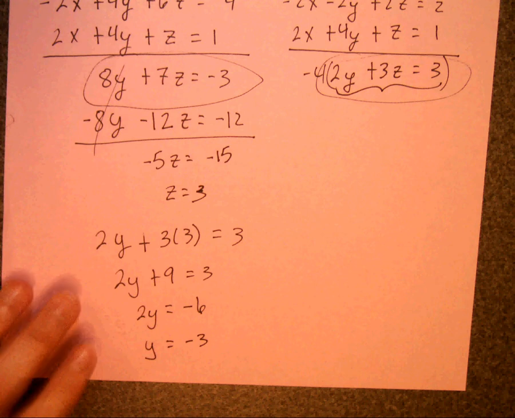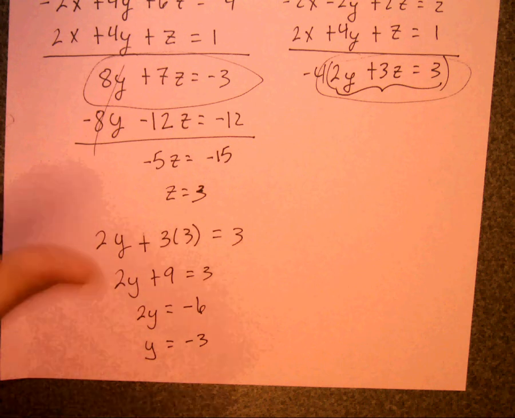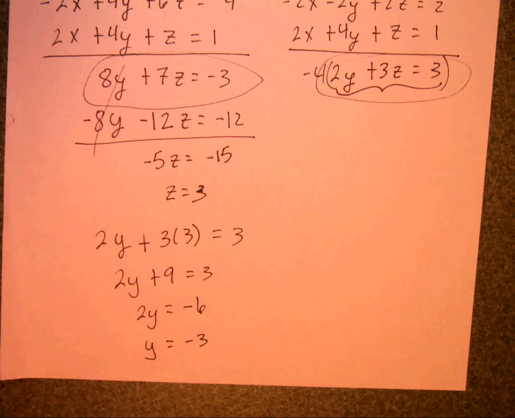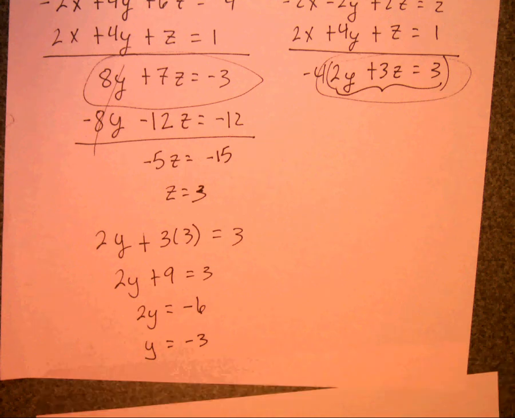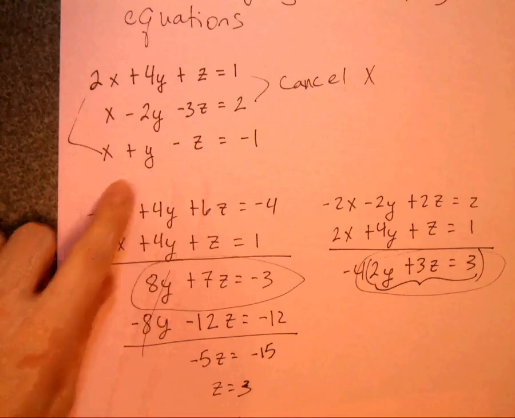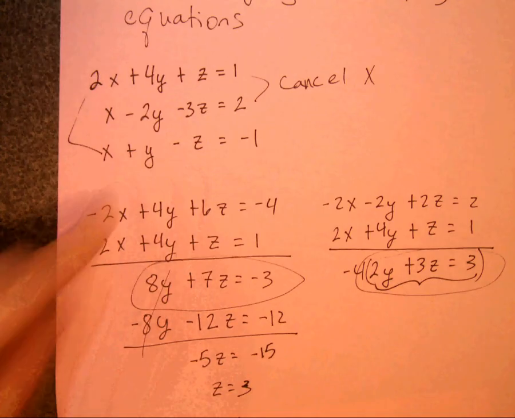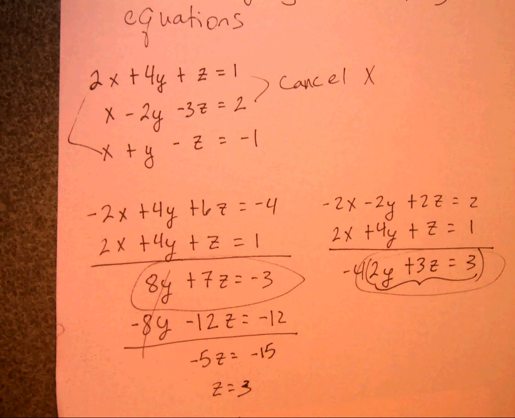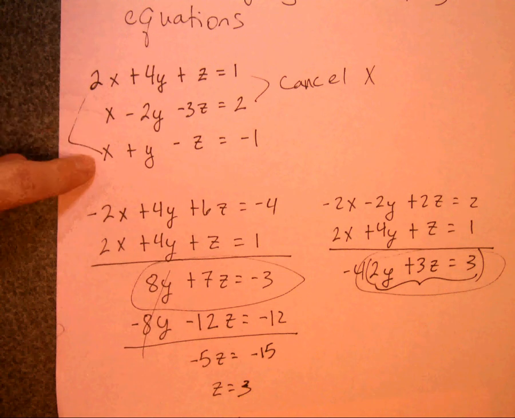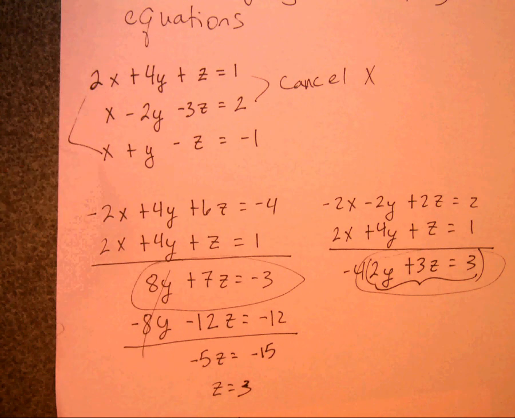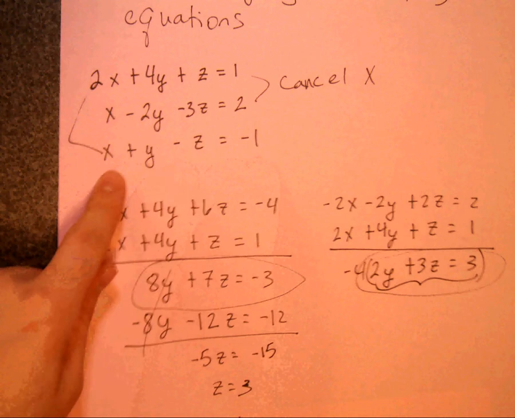So now I have two variables solved. I know z is 3, and I know y is negative 3. So now I can do back substitution one more time and go back up to one of my original equations that has all three variables in it. I can plug in what y is, plug in what z is, and figure out what x is. It does not matter which equation we choose. You'll get the same value either way. So I'm going to pick the one with the easiest numbers. To me, that seems like it would be the last equation.